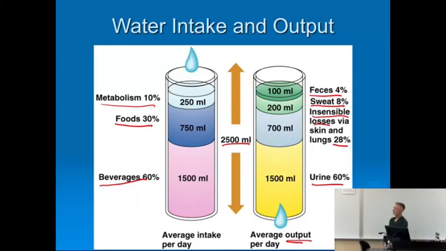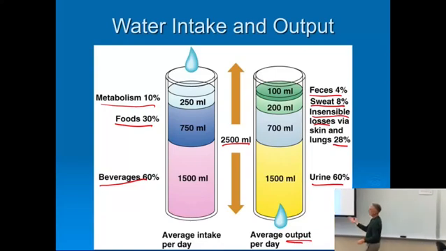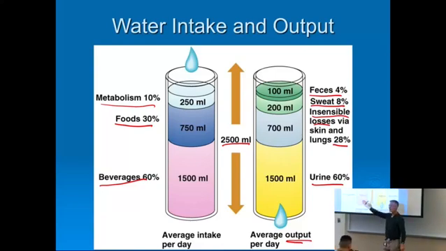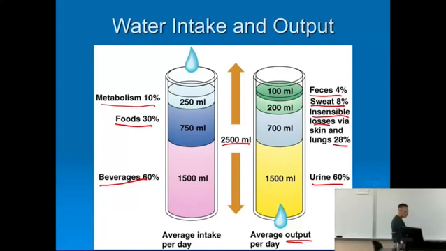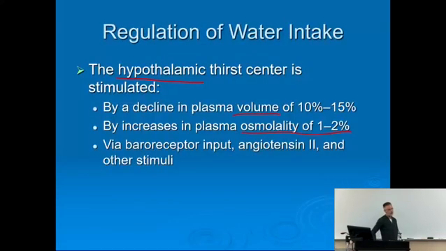And I'm sorry I kind of jumped over that to begin with there. But those are the major sources. So for the lecture exam, you want to be able to name these major sources of input and output. And then what we were talking about is, what are ways that we can control water intake?